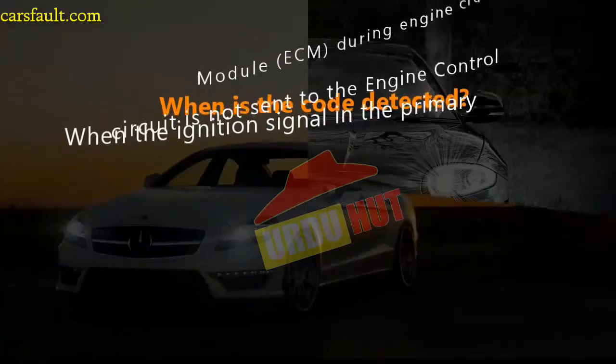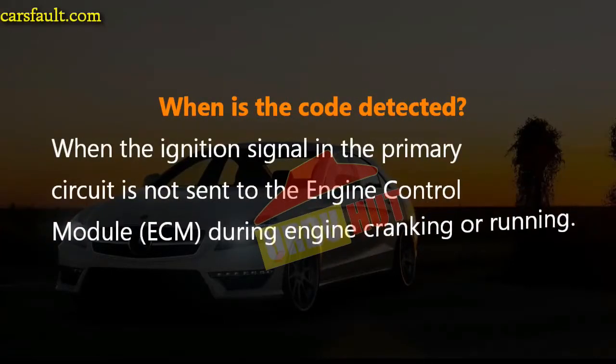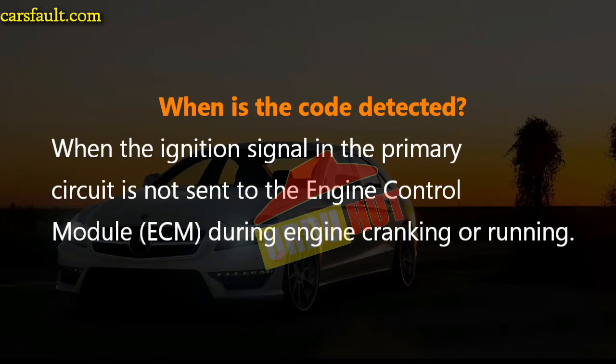When is the P1320 code detected on a Nissan? When the ignition signal in the primary circuit is not sent to the engine control module, ECM, during engine cranking or running.